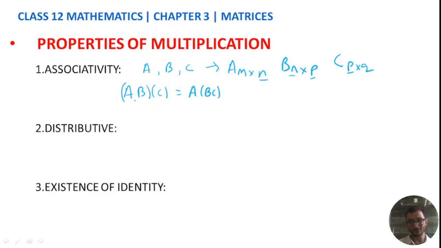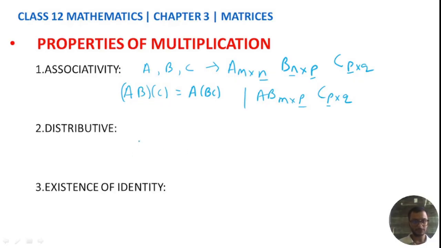So the reason is, what will be the order of AB? The order of AB will be M cross P. And what is the order of C? P cross P. So P is the same as P, right? So you can multiply AB with C. Similarly, you can multiply A with BC. You should try why you can multiply A with BC. Okay, so this is the property of associativity.